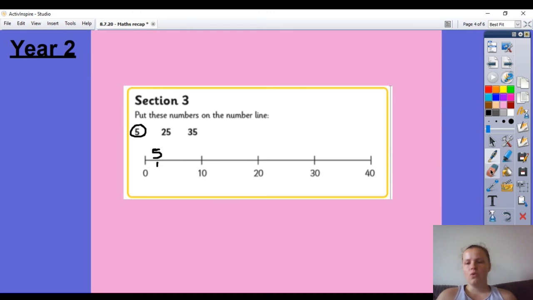Okay, so we need to make sure that we're putting them in the right place on the number line, because otherwise that 5 would be in the place of where a 3 should go. So I need to look halfway between 0 and 10 and put in the 5. Okay, 5's done. Okay, so thinking about what we just talked about, where do you think 25 would go?